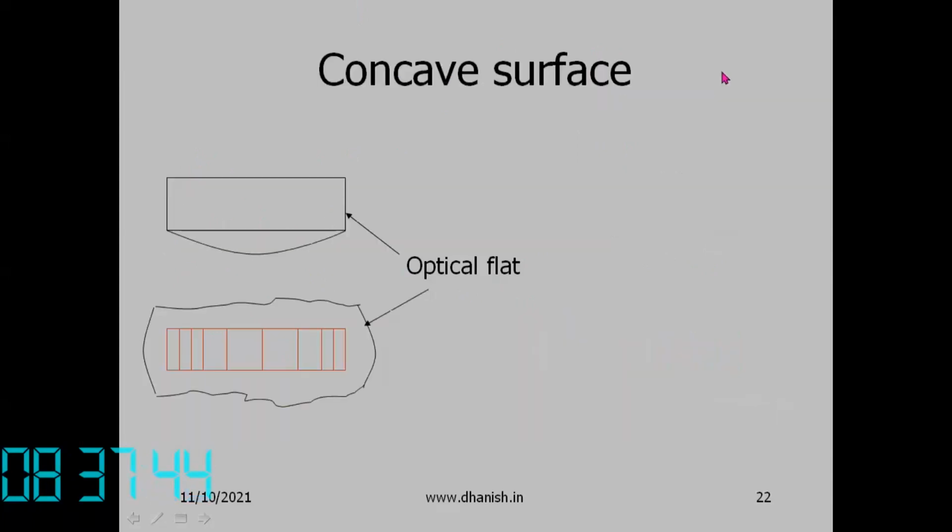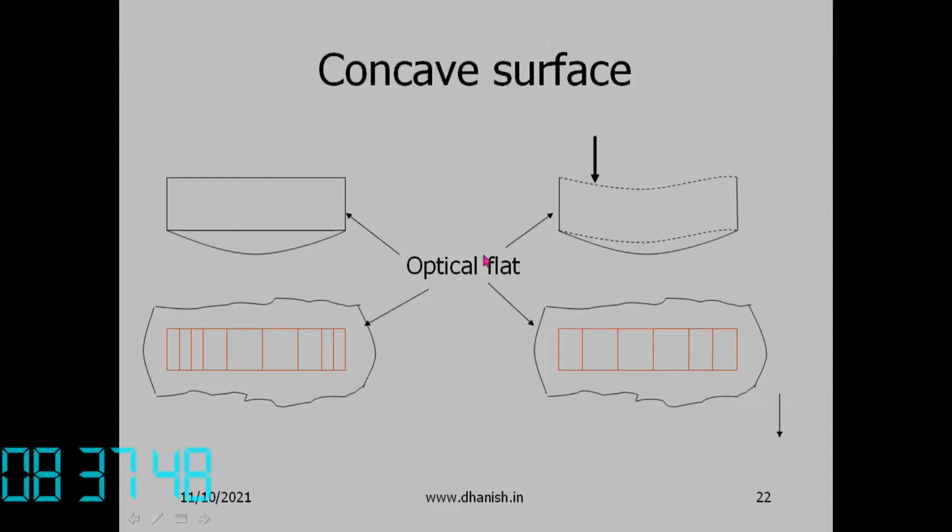And if it is a concave surface, the pattern will also be the same, but when you press the surface, what will happen? Instead of shifting, because now the gap is reduced, the spacing will increase. So we'll get a different behavior. From this behavior, we can identify whether the bottom surface is convex or concave.